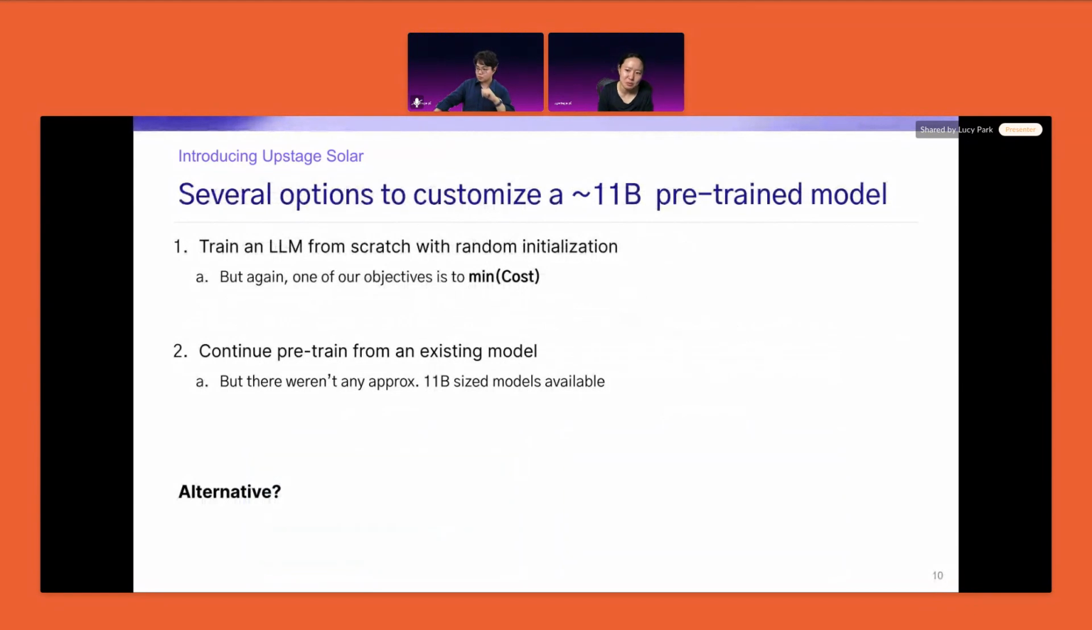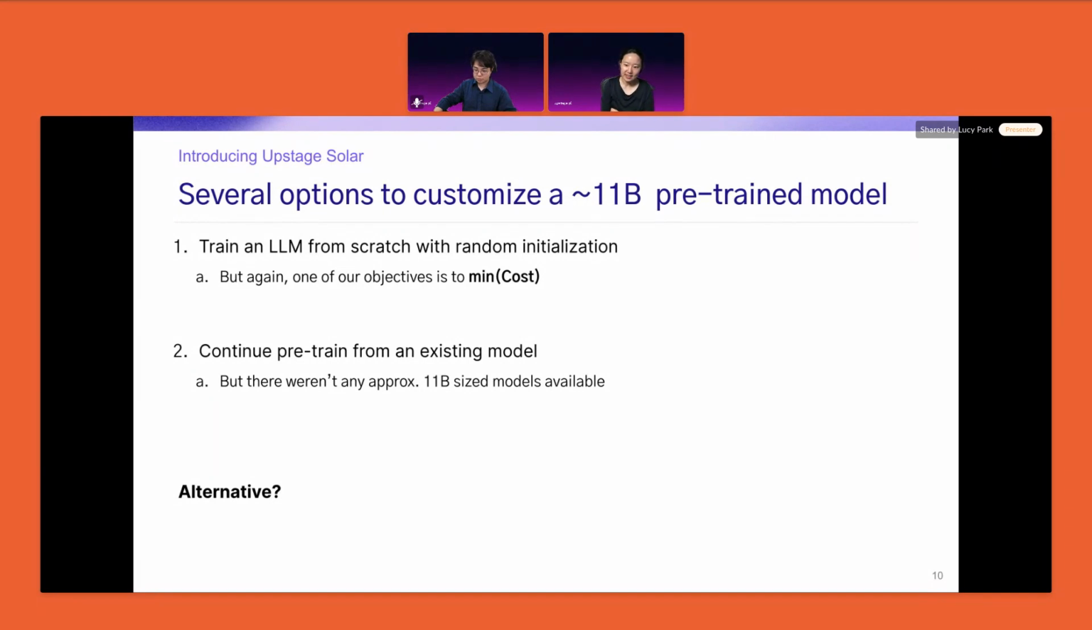Then the next question would be, how could we fit an LLM within a GPU? So in the A100 case, how could Upstage provide an 11 billion size model to our customer? So at Upstage, we thought of two options.